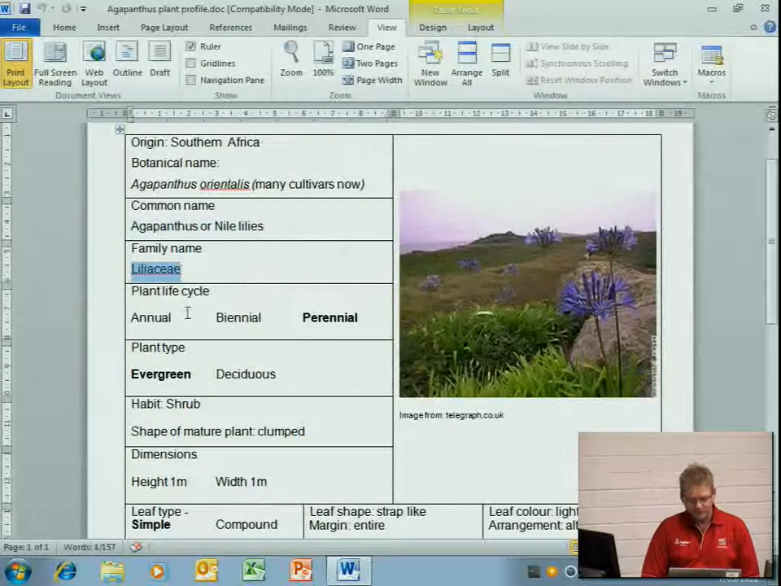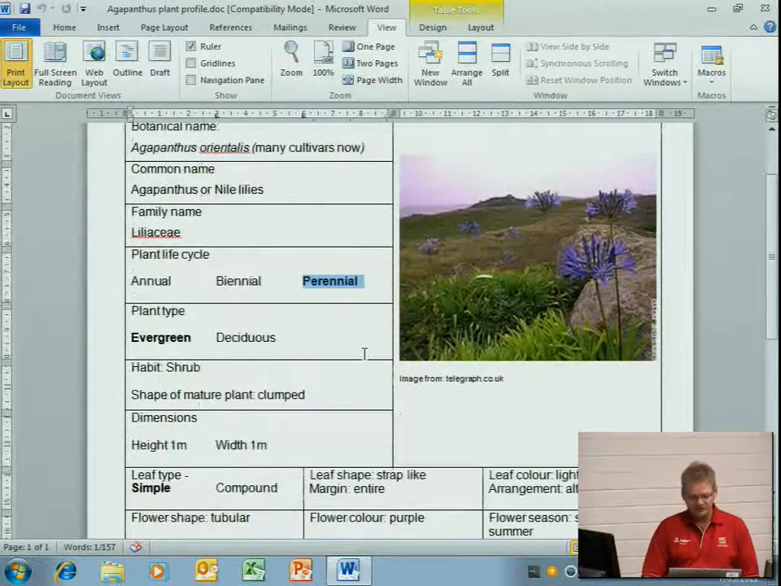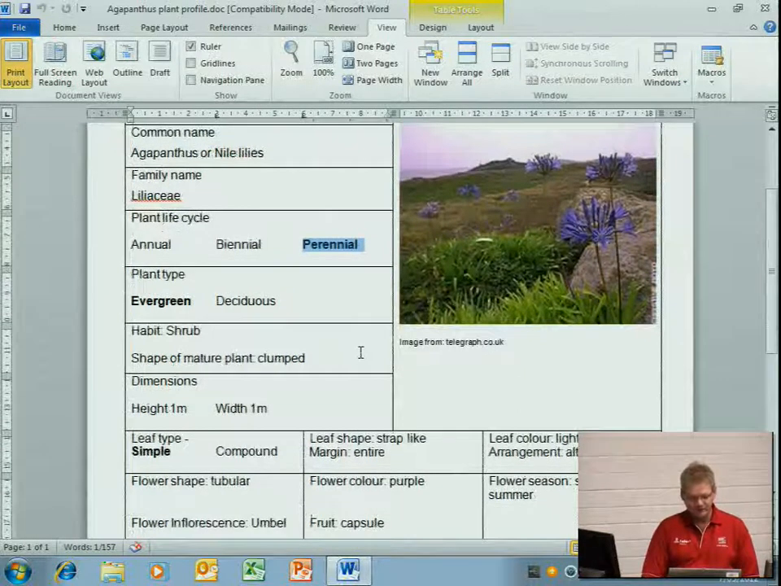Its plant life cycle: is it an annual, being that it's 12 months? Well, no, it's not. It'll live longer than that, won't it? So is it a biennial, being that it'll live for 2 years? Well, no, often we'll find it living much longer than that. So we would highlight perennial, put a circle around it, however you want to do it. But just ensure that, at least in this circumstance, perennial is highlighted. It is evergreen, so it holds its leaves all year round.